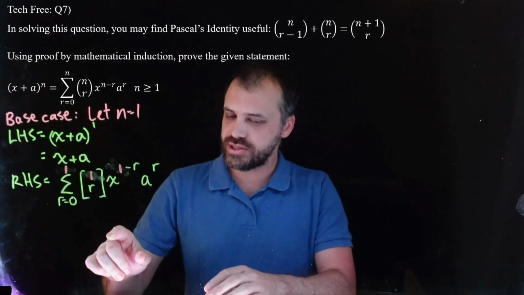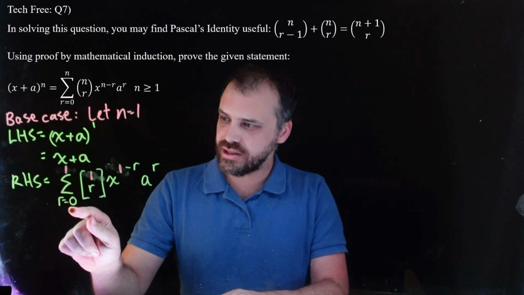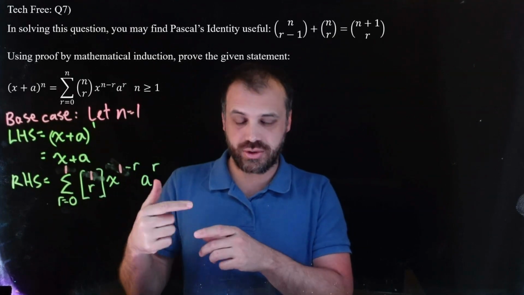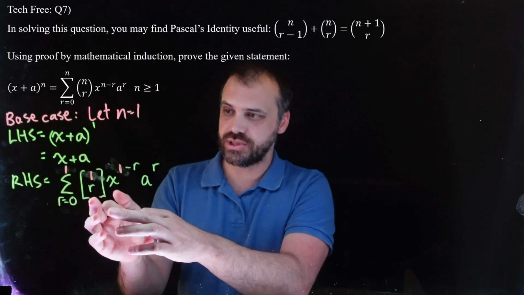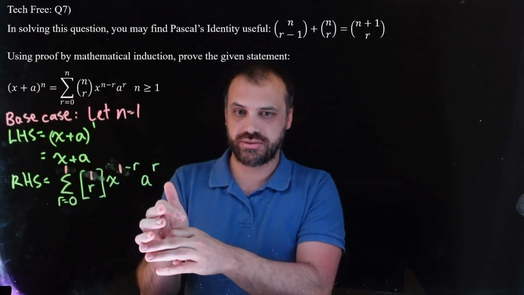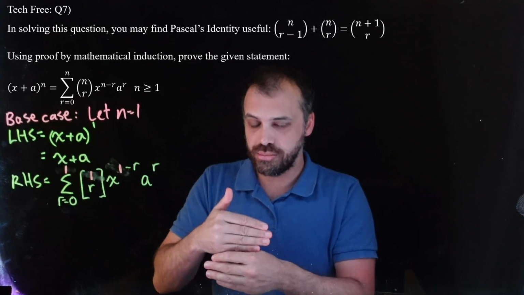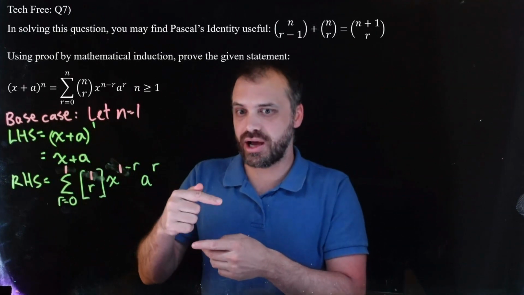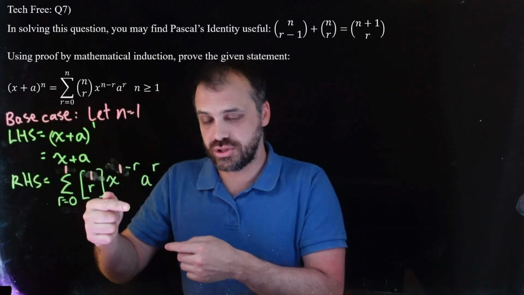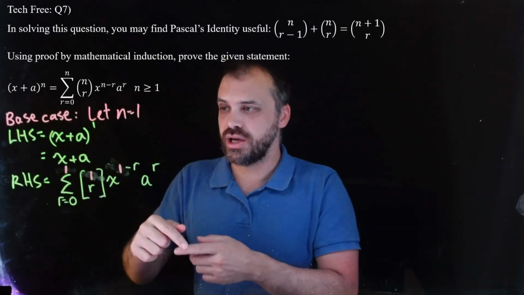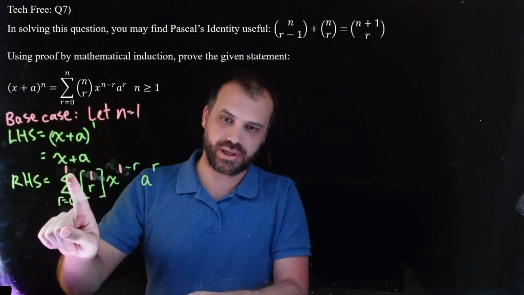So this says, starting with where r is equal to 0, sub r equals 0 into this equation. And then move up and sub r equals 1 into the equation. And sub r equals 2 into the equation. And r equals 3 into the equation. Until you get to this top number.